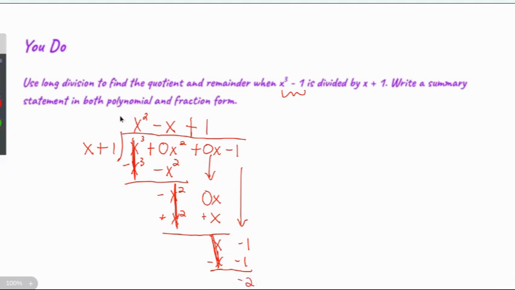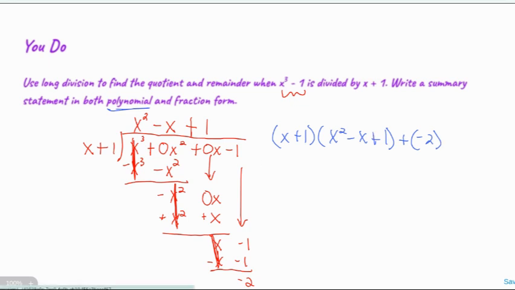So again, in our polynomial form, this would be x plus 1 times x squared minus x plus 1, and then plus a negative 2, or rather minus 2. Probably should have just written minus 2, but I'm a rebel. So fraction form would be x squared minus x plus 1 minus, we'll put the minus there that time, 2 over x plus 1.